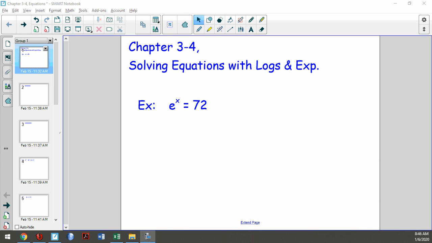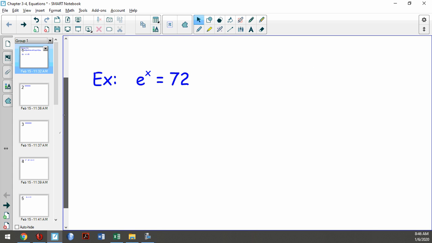All right, chapter 3-4, solving equations of logs and exponentials. Now, I give you the example, e to the x equals 72. The opposite of an exponential is what? The opposite of an exponential function is what type of function? A logarithm. The opposite of an exponential is a logarithm. The opposite of a logarithm is exponential. They undo each other just like multiplication, division, undoing one another.